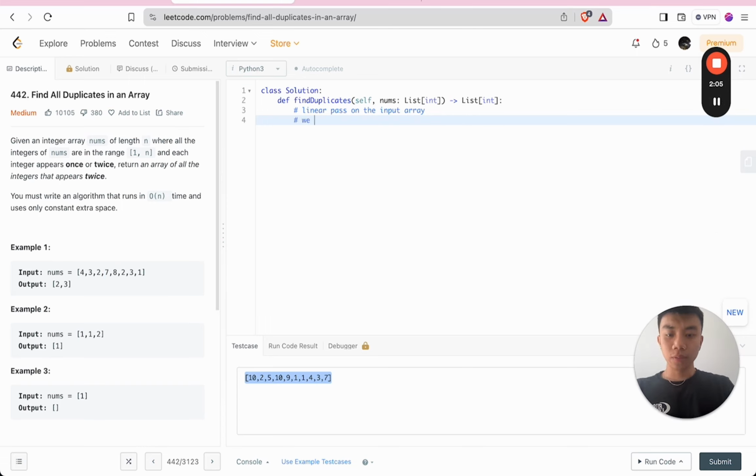So we can use negative numbers as metadata to let us know that we've seen that value.